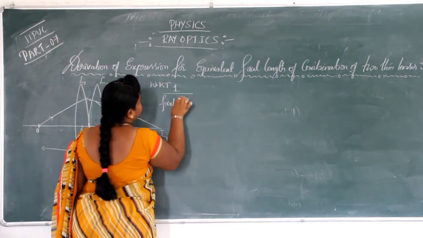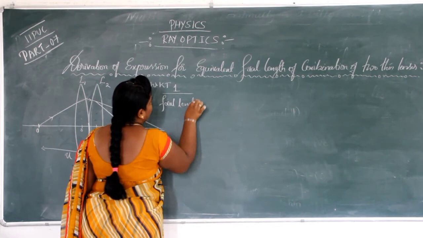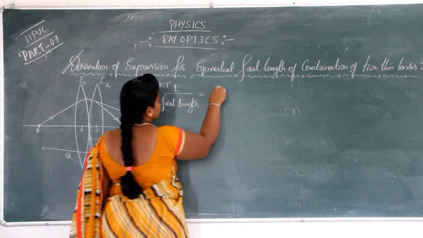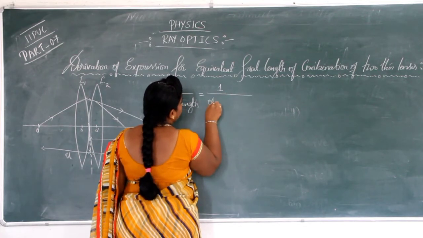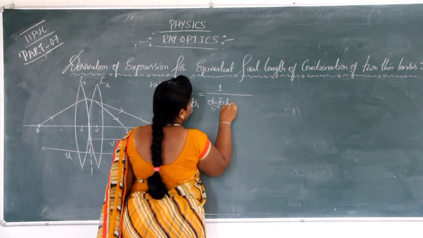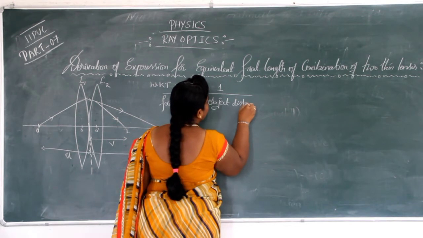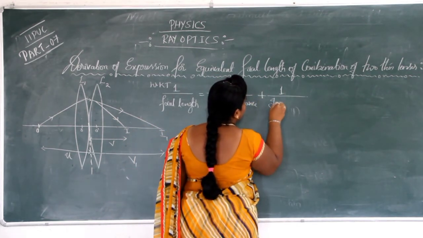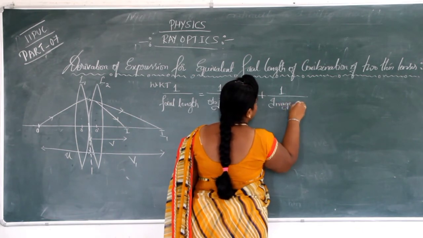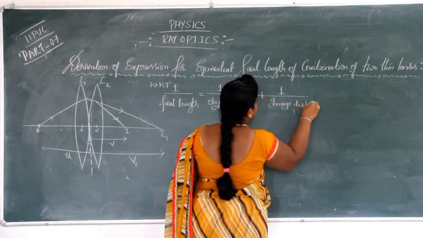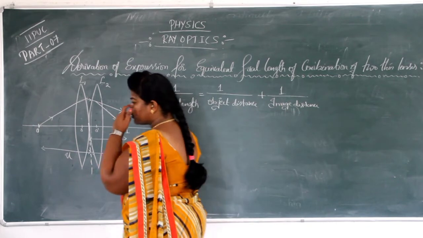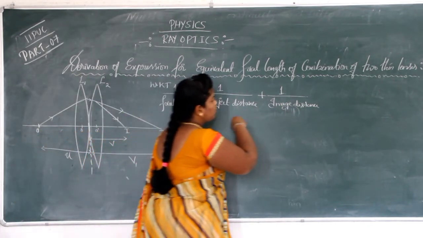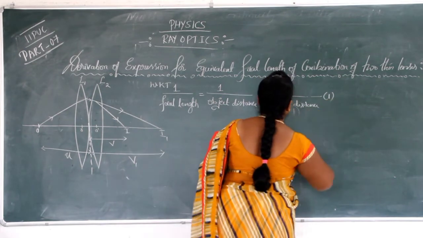1 by focal length is equal to 1 by object distance plus 1 by image distance. That is, 1 by f is equal to 1 by v minus 1 by u, but I have written it here as 1 by u plus 1 by v as a general formula.